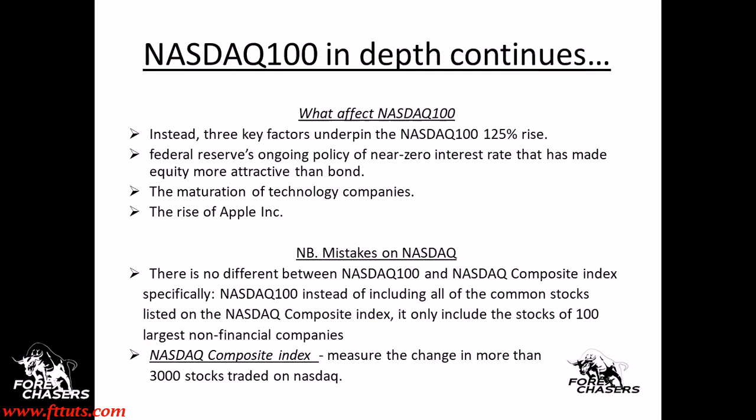Instead of including all common stock listed on the Nasdaq Composite, Nasdaq 100 only includes the 100 largest non-financial companies. As for Nasdaq Composite, it includes over 3,000 companies. So what is Nasdaq Composite, you might ask? The Nasdaq Composite Index measures the change in more than 3,000 stocks traded on Nasdaq, every stock that is listed on Nasdaq.